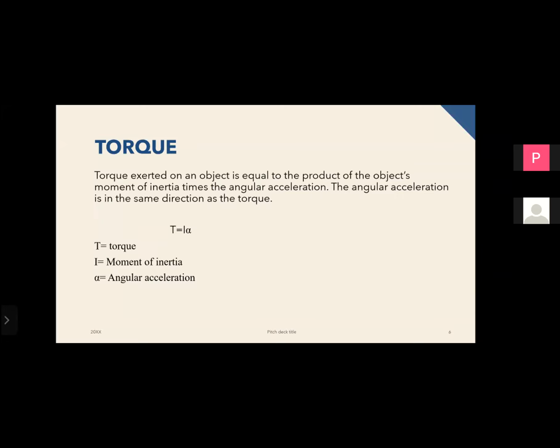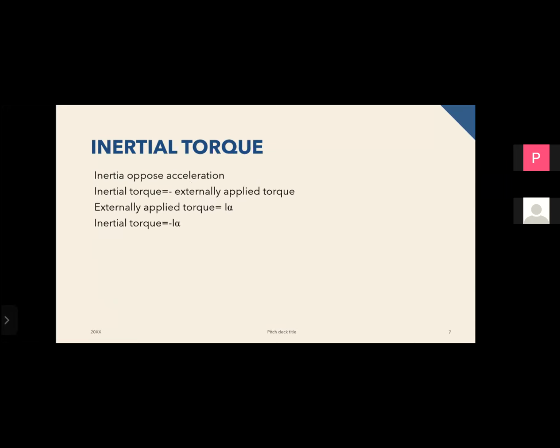Next one is inertial torque. Before seeing inertial torque, let us know what is torque. Torque exerted on an object is equal to the product of the object's moment of inertia times the angular acceleration. The angular acceleration is in the same direction as of the torque. Formula is torque is equal to I alpha.